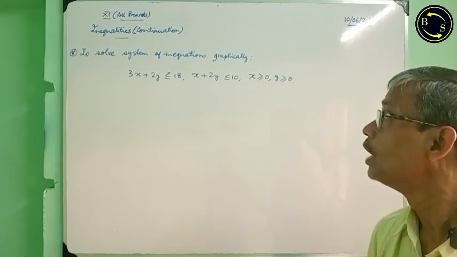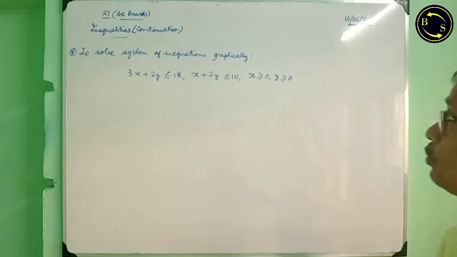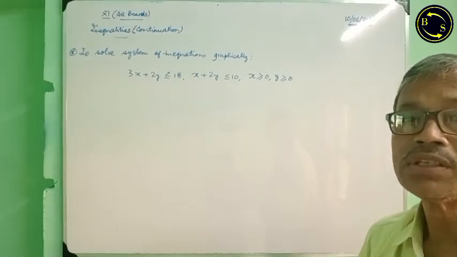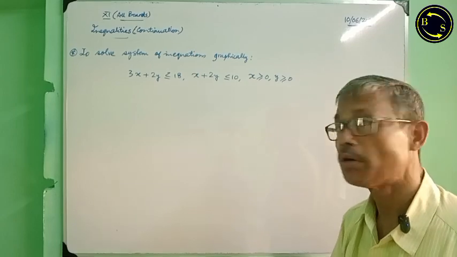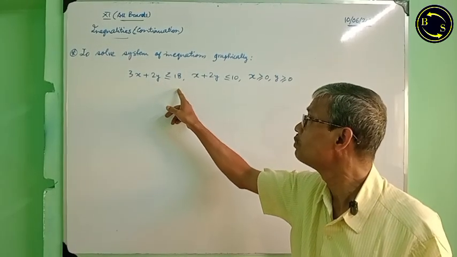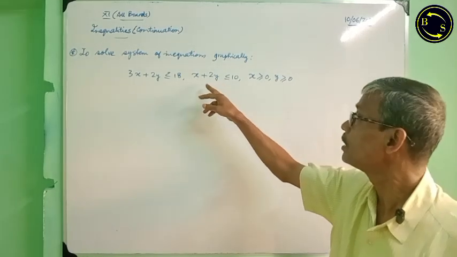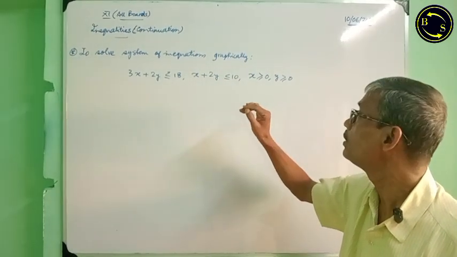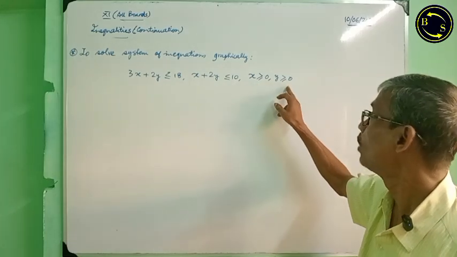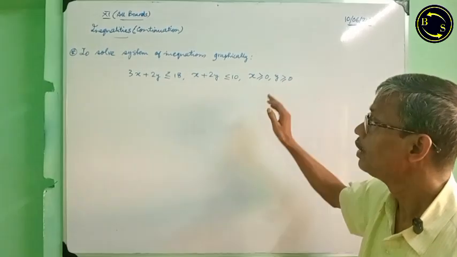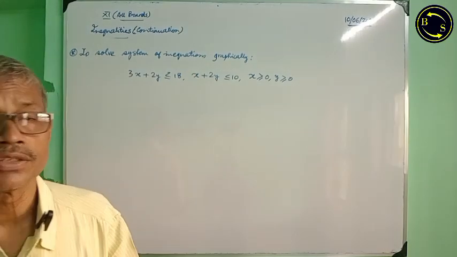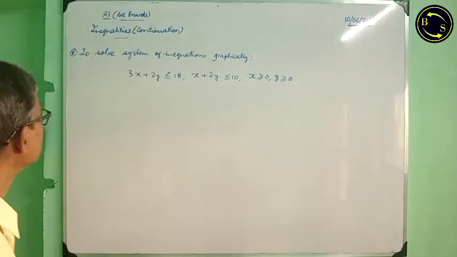Till now I have discussed how to frame inequations from the given problem. Now the inequations are 3x plus 2y less than or equal to 18, and the second one is x plus 2y less than or equal to 100. x is positive or 0, y is positive or 0. Now follow the steps, students, learners, you follow the steps.